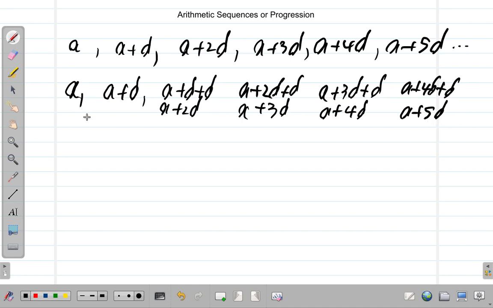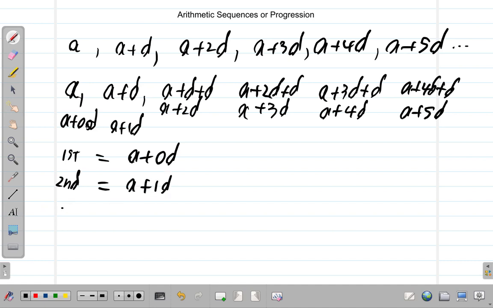Now, notice this is the first term, but it has only a. You could rewrite it and say this is a plus 0d, alright? Then you have a plus 1d. So the first term is a plus 0d. The second term is a plus 1d. The third term is a plus 2d. The fourth term is a plus 3d. You see? 1, 2, 3, 4, 5, 6.